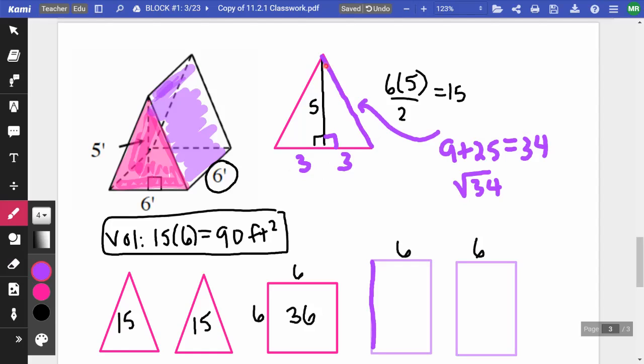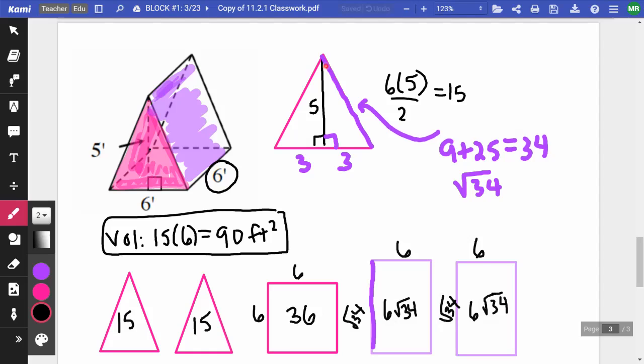Okay, so this is going to be square root of 34 here, square root of 34 here. So this is going to be 6 times the square root of 34. And this is going to be 6 times the square root of 34.